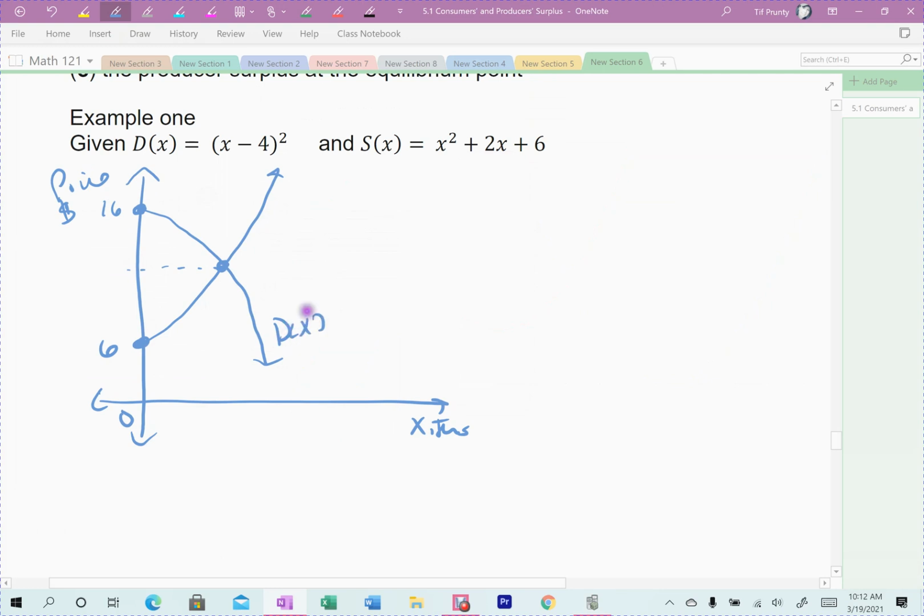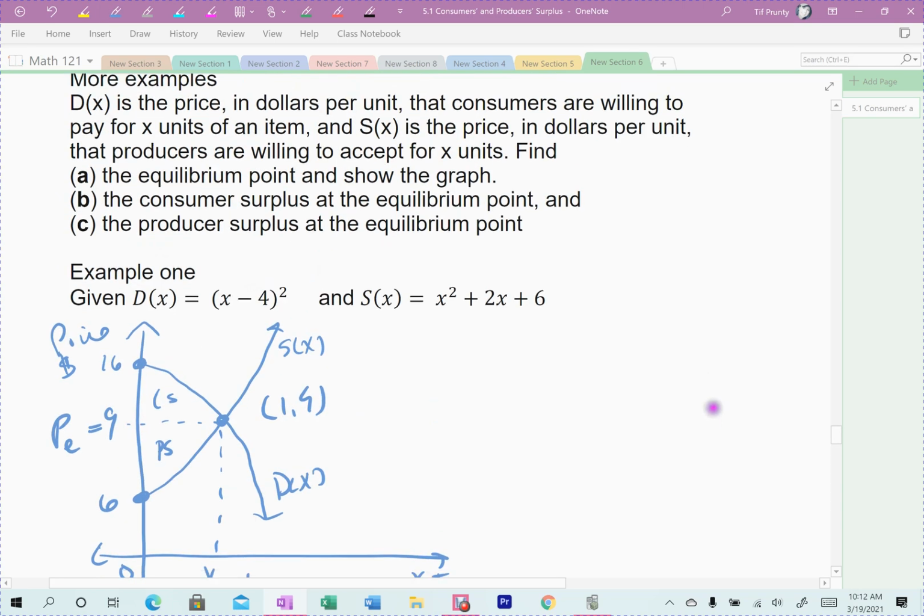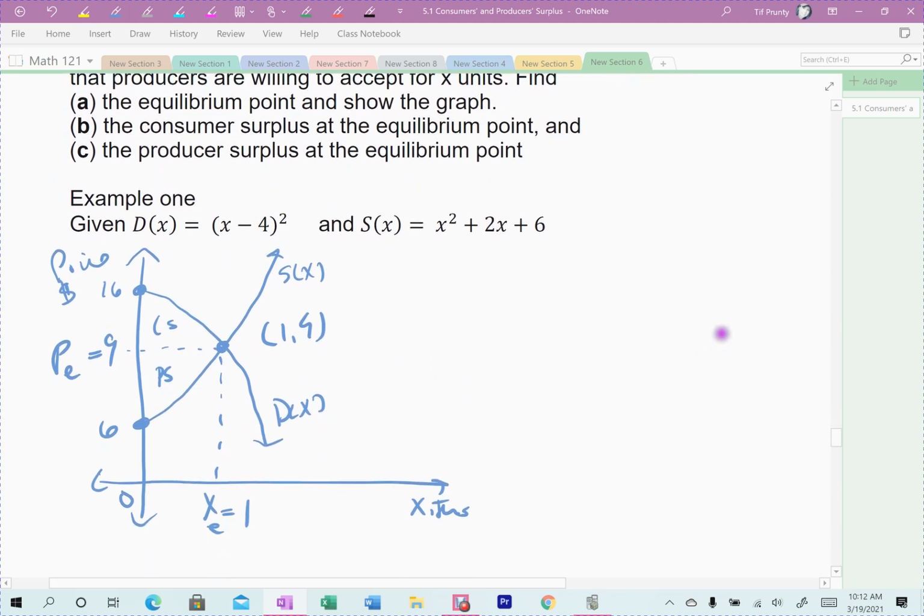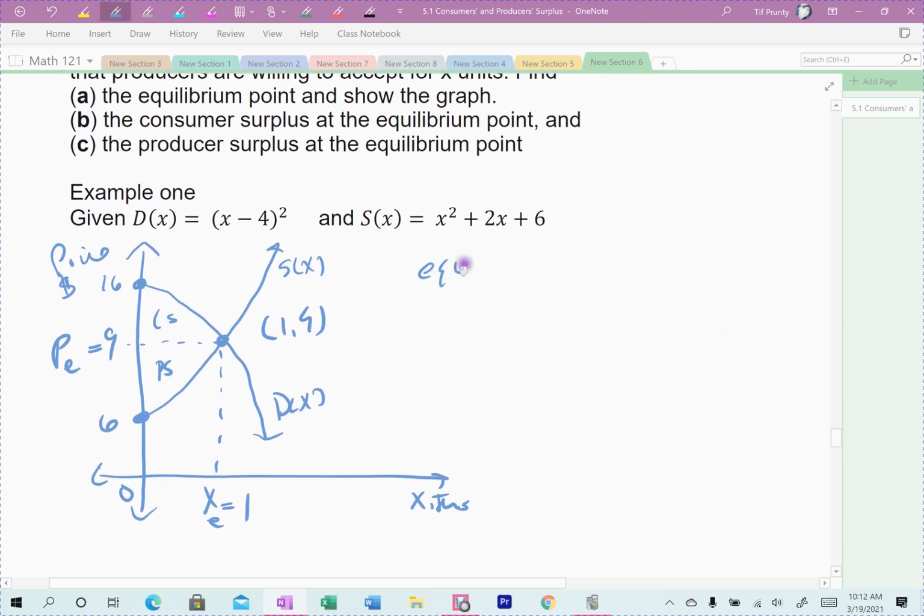So remember, demand, supply. Equilibrium point, 1 item at a price of $9. Alright, this was 1, 9, equilibrium point. Producer surplus, consumer surplus. Alright, so there's the picture. Find the equilibrium point, show the graph, and so the equilibrium point would be 1, 9, so it'd be 1 item at $9.